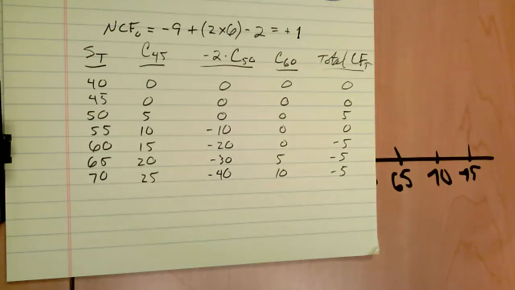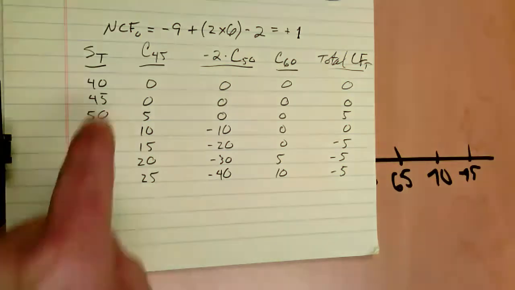Okay, in part A, we bought one call option with strike of 45. We sold two 50 strike call options, and we bought one 60 strike call option. Probably the easiest way to do this, if you're not real familiar with it, would be to construct a table.